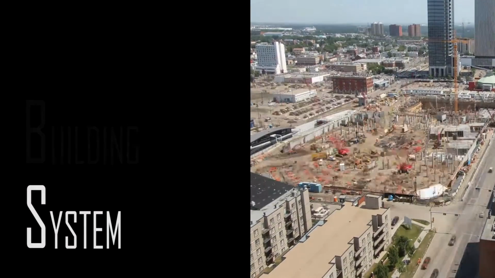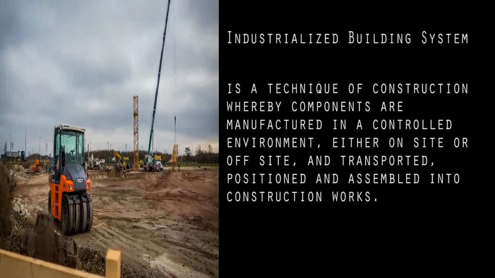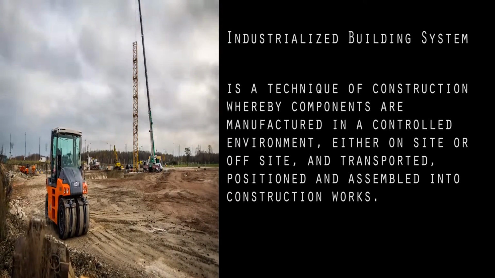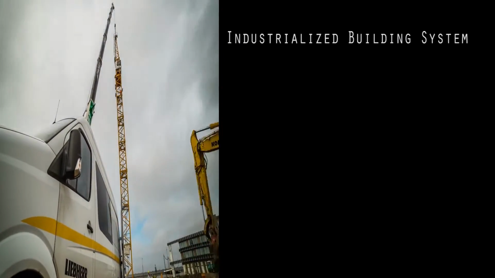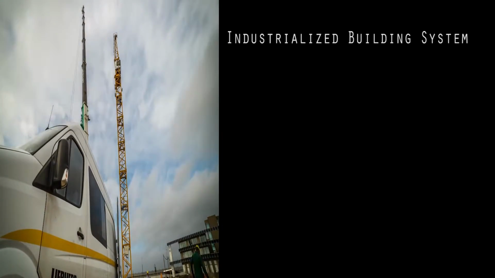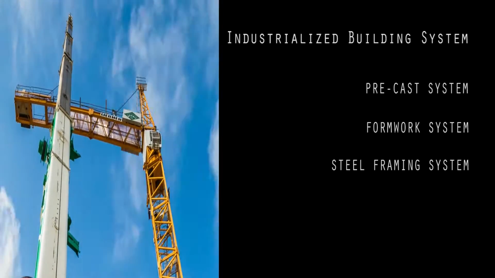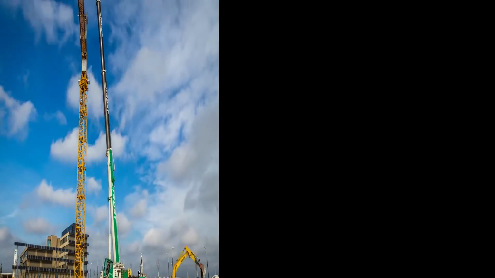Industrialized building system, IBS, is a technique of construction whereby components are manufactured in a controlled environment, either on-site or off-site, and transported, positioned and assembled into construction works. In Malaysia, there are 5 main IBS groups, which is precast system, formwork system, steel framing system, blockwork system, and prefabricated timber framing.